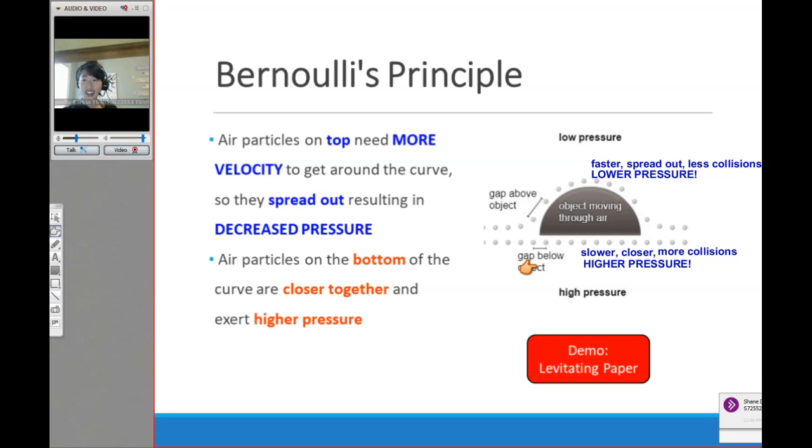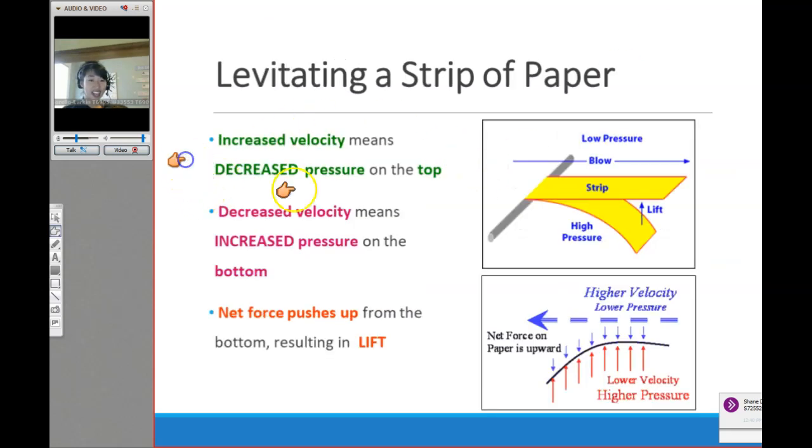All right, I'm going to go ahead and show you what that looks like. Okay, yeah, it starts to go up. As you blow on top of the strip of paper, you can see here, that creates less pressure. We increase the velocity of air, decreasing the pressure on top. On the bottom, the air is still, it's not moving, and so the bottom pressure is much higher because it's not moving and the molecules are super close together. So the result is what we call lift.